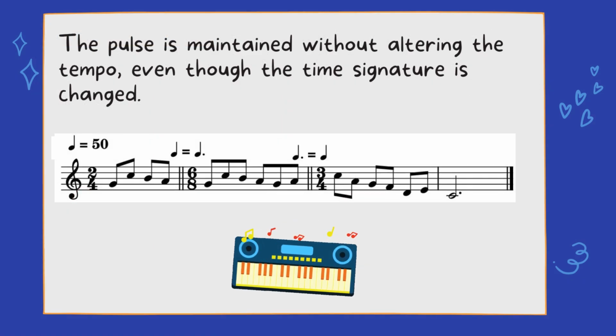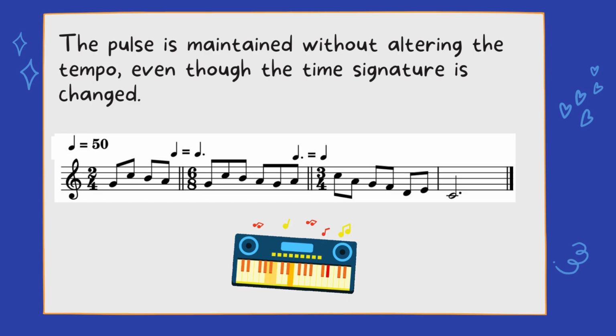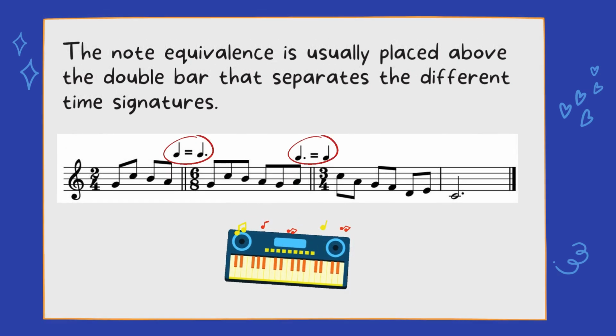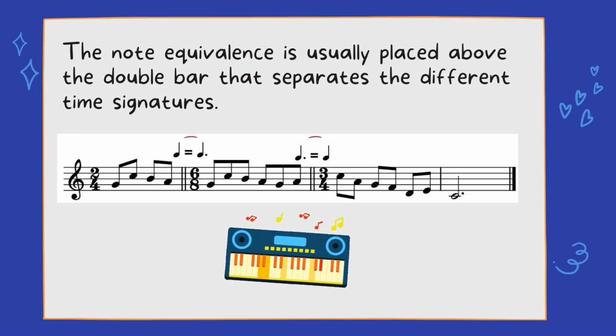The pulse is maintained without altering the tempo, even though the time signature is changed. Listen to the melody, so that you can check how the pulse doesn't change. The note equivalence is usually placed above the double bar that separates the different time signatures. These equivalences between note values are established, so that the change from one time signature to the other feels natural.